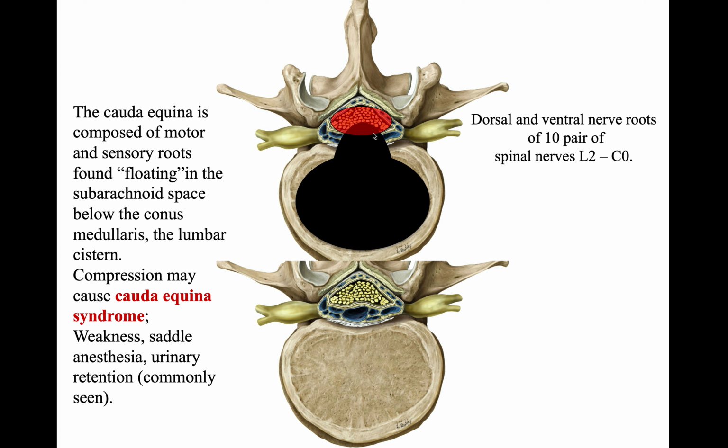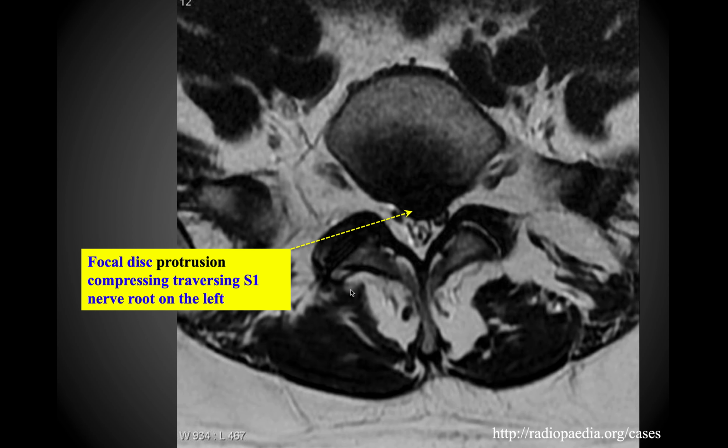And the exact roots that'll be affected just really depends on the exact location of the herniated disc. But below wherever the fibers are being compressed, it's going to affect everything below that. So here we have a focal disc protrusion. Again, you can appreciate the wide base on this. So it's a protrusion as opposed to an extrusion. In this case, it's compressing the S1 nerve root.